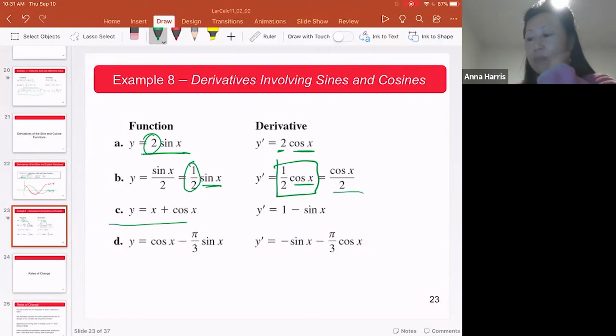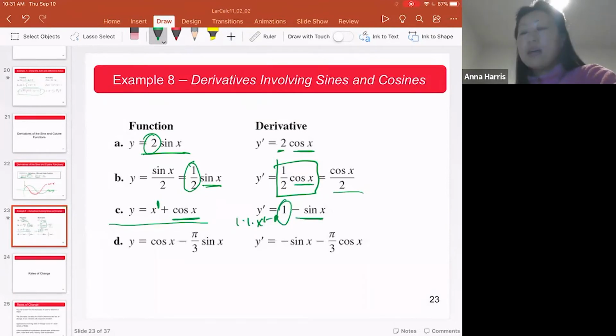Okay, this is a composite function. You have an x and you have a cosine. So take a derivative of x would be what? Simply 1 times x to the 1 minus 1, which gives me x to the 0, which just simply gives me 1. Derivative of a cosine is what? Negative sine x.